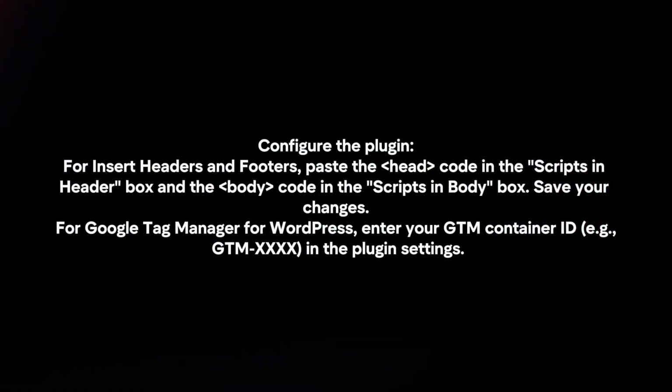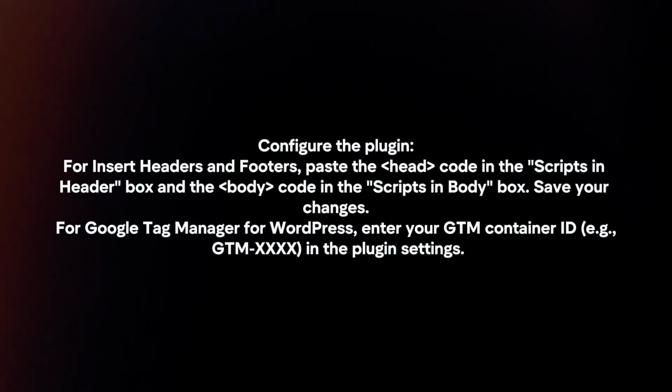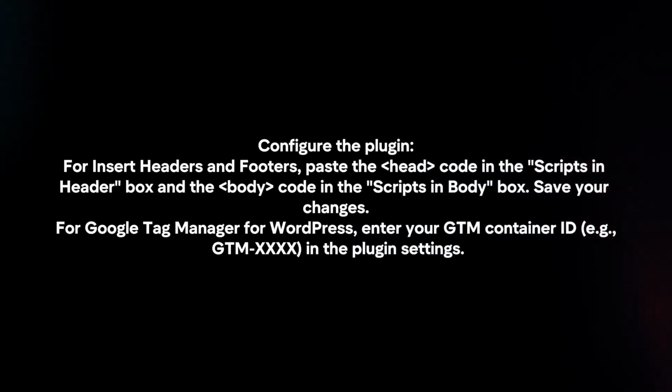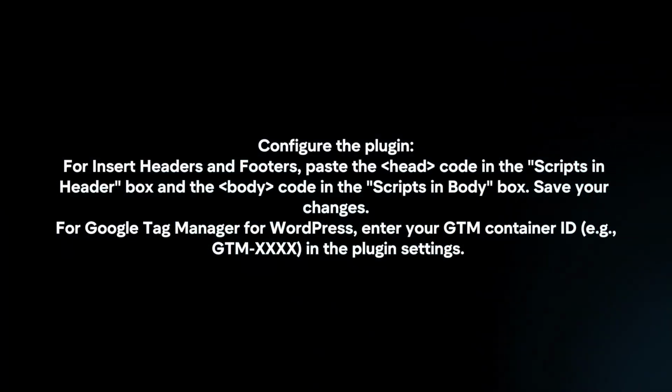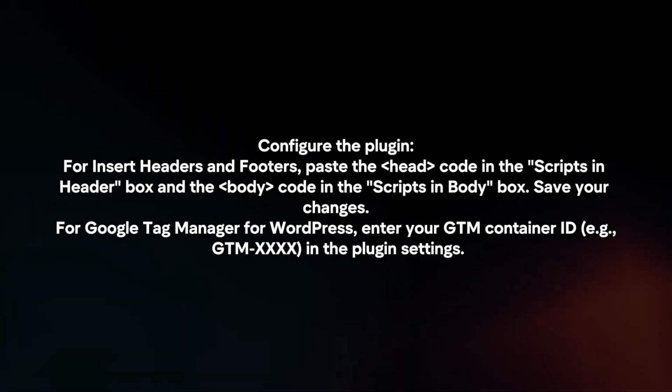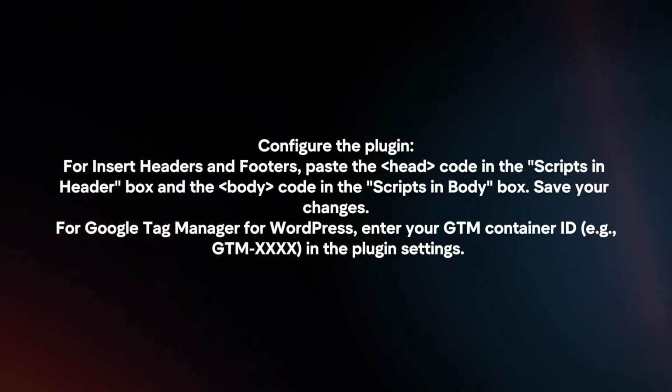Configure the plugin. For Insert Headers and Footers, paste the head code in the Scripts in Header box and the body code in the Scripts in Body box. Save your changes. For Google Tag Manager for WordPress, enter your GTM container ID in the plugin settings.